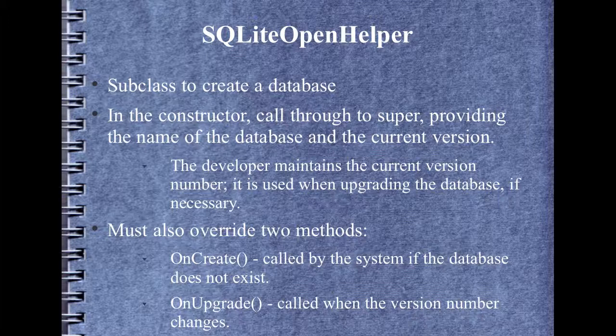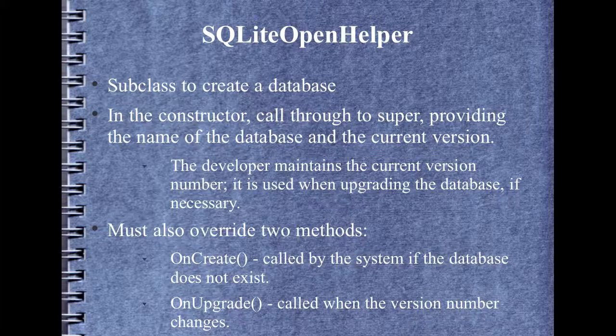So the developer will maintain the current version number. When we want to upgrade the database, we must change the version number, and the change in the version number will trigger a call to the onUpgrade method that we're about to talk about. We have to override two methods in addition to that constructor. We must override onCreate and onUpgrade. onCreate is called by the system if the database doesn't exist. So if we don't already have a SQLite database named such and such with a version number of so and so, then onCreate gets called.